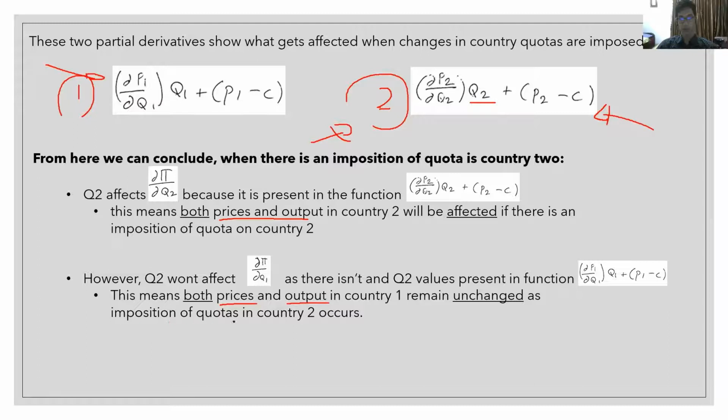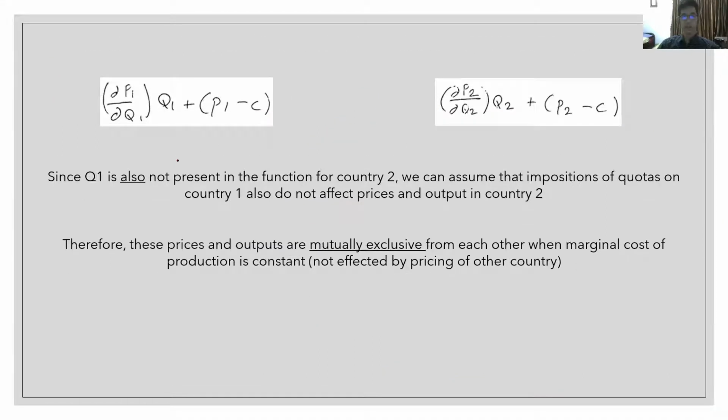as the imposition of quotas in country 2 occurs. So here we have shown that when there is a constant C, constant marginal cost of production, there is no change in the price and output in country 1 when there is a change in quota in country 2. But what does this actually mean, though?